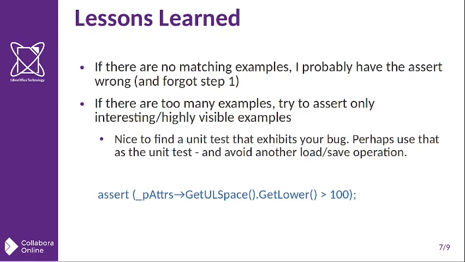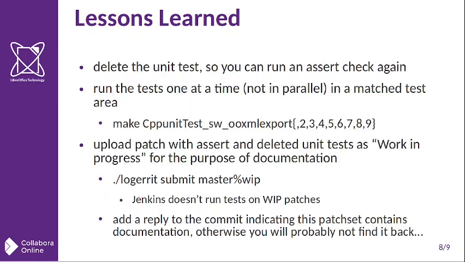If there are no matching examples, you probably forgot to do step number 1 and have a bad assert. If there are too many examples, try to assert only on the interesting or highly visible examples. One nice thing that this can do is it can find unit tests that exhibit the bug that you're fixing, and then you could perhaps use that as your unit test instead of creating a new one and avoiding a load save operation. So for example, in this document, we might only be interested in a larger space, greater than 100 instead of just a non-zero space.